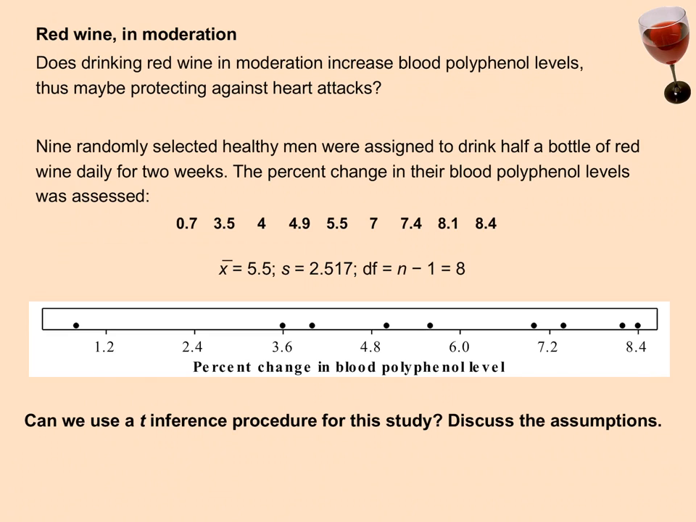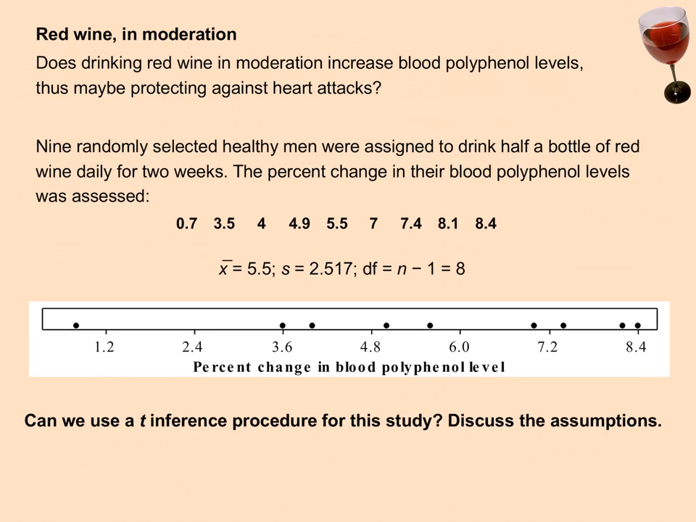Another example, red wine in moderation, okay? So does drinking red wine in moderation increase blood polyphenol levels, thus maybe protecting against heart attack? The idea here is that there's at least some data suggesting that red wine consumption, in moderation, may have some benefits for cardiovascular health. So that's what this is looking at.